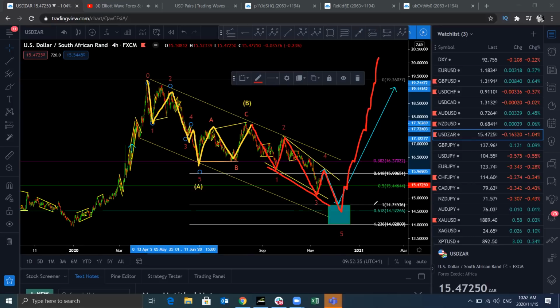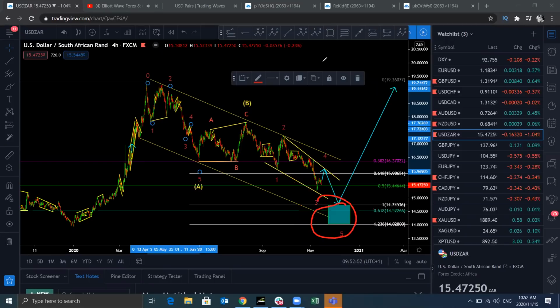Now, if we get around this level, guys, you may be getting a very big move to the upside on US dollar ZAR. So keep an eye on this. If this trade does not take off from current levels, which we're already in, we will be looking to take it right in here. That is where we're going to be looking to take US dollar ZAR.